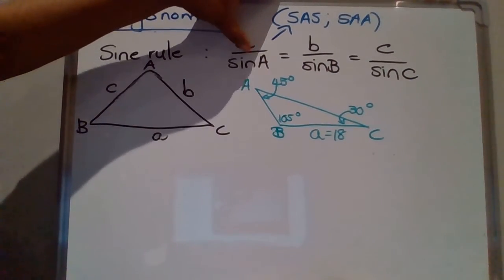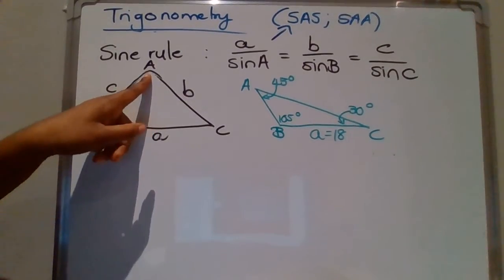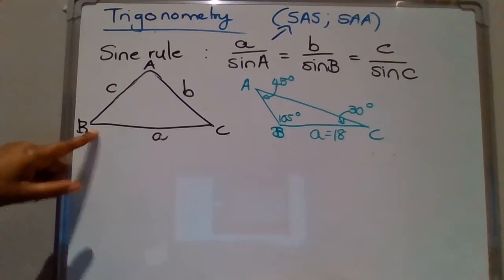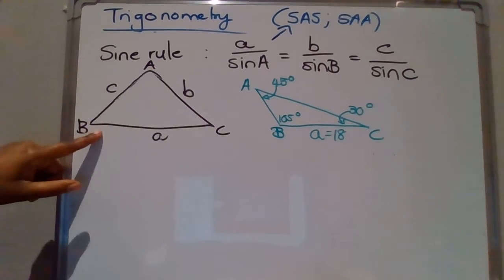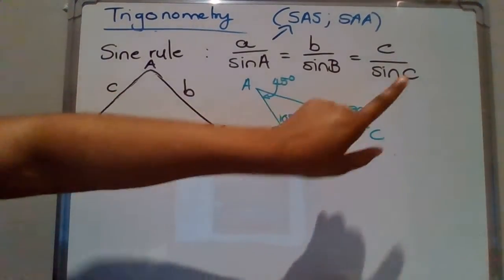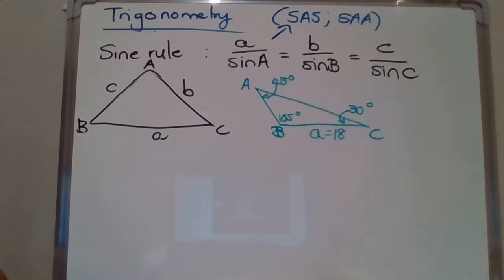So a over sine A, so BC over sine A, is equal to b over sine B, which is AC over sine B, and that's equal to c over sine C, which is AB over sine C.